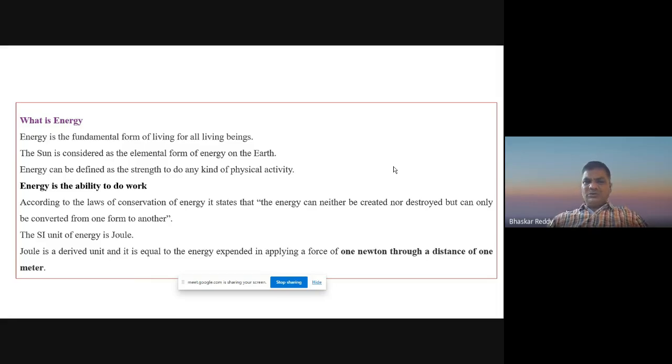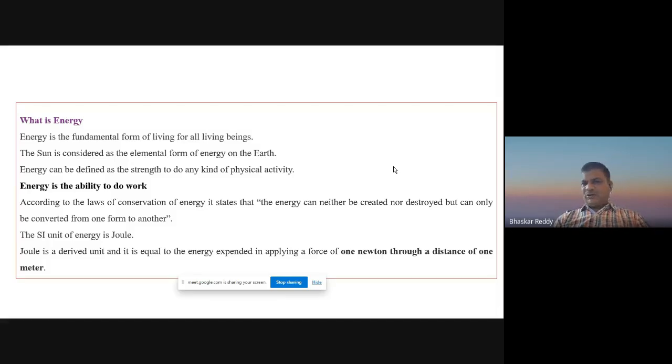Energy is always defined as the ability to do work. But we know that energy can never be created nor destroyed. You can only transfer or convert energy from one form to another. One simple example: an immersion water heater. You give the input as electrical energy, but you get heat energy. The electrical energy is converted into heat energy.